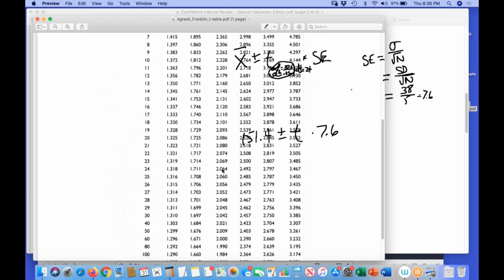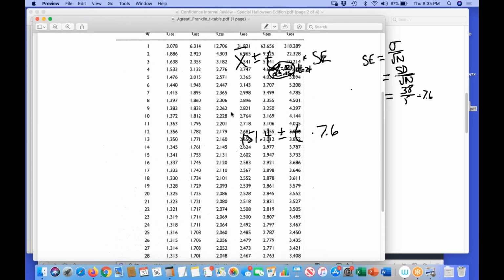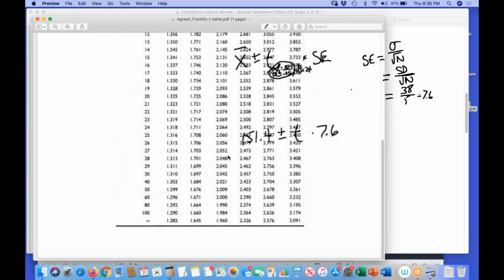And you'll notice that as the sample size gets smaller, what happens to the T value we have to use? It gets bigger and bigger and bigger. And as the sample size gets bigger, what happens? It gets closer and closer and closer. Ultimately, if you're doing the whole population, it's 1.96 because you know the whole population. So if your sample is the same size as the population, you know your population sigma, right?